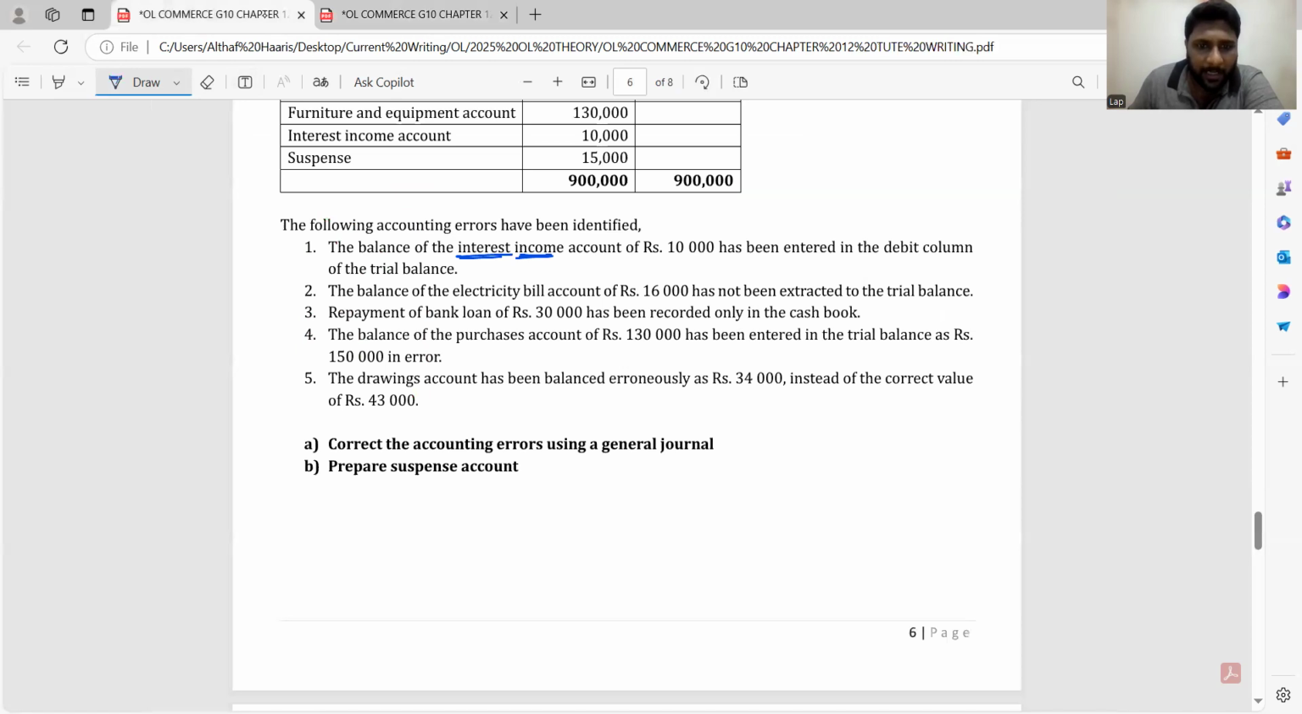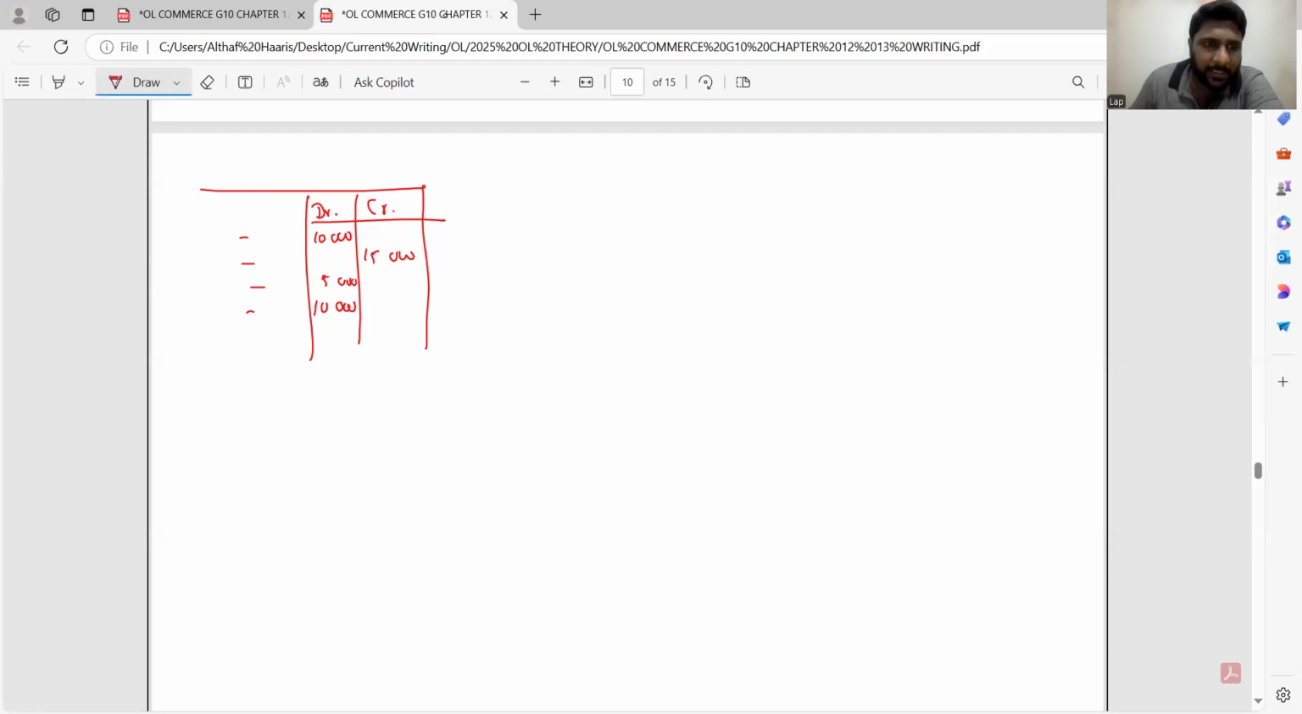So here interest income 10,000, it should come to the credit side, no? Mistakenly you have recorded it in the debit side. Rent income 10,000. So now when you are balancing, the trial balance is not balanced. Here if you take, 15,000 is there. Here 35,000 is there.